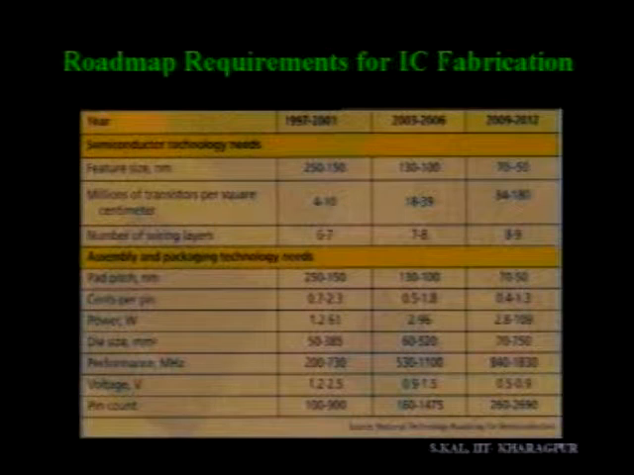And in 1997 to 2001, where it is 6 to 7 levels of metallization, in 2009 to 2012, we can see it will end up with 8 to 9 levels of metallization. That is a forecast. And subsequently, you can see in the table some other important parameters, which is the voltage level. This is very important. You see, the voltage level is 1.2 to 2.5 volt in 1997 to 2001, and which people forecast in 2009 to 2012, it will be 0.5 to 0.9 volt.